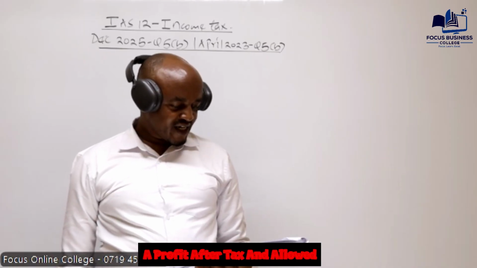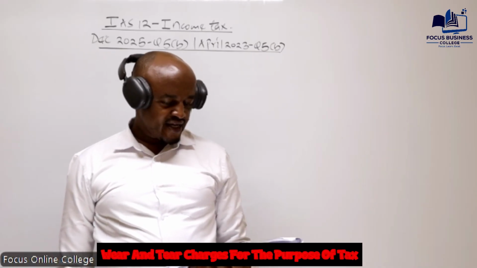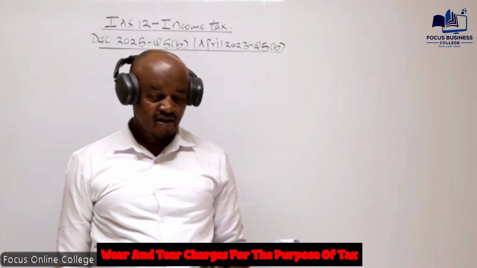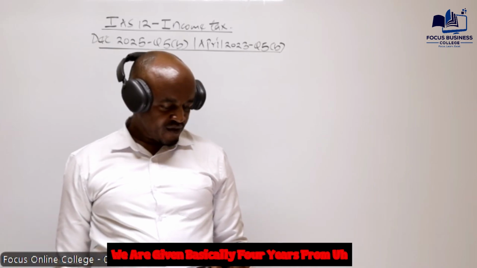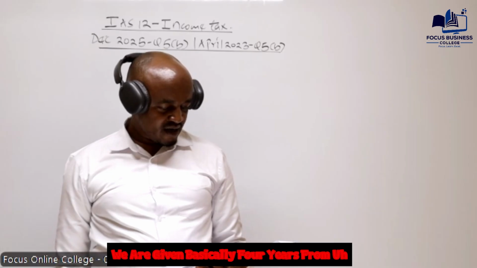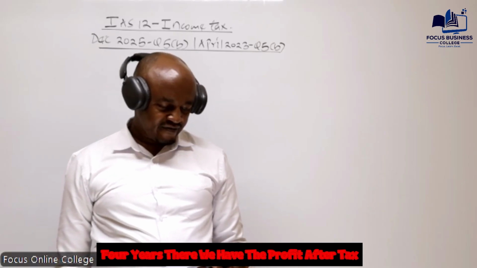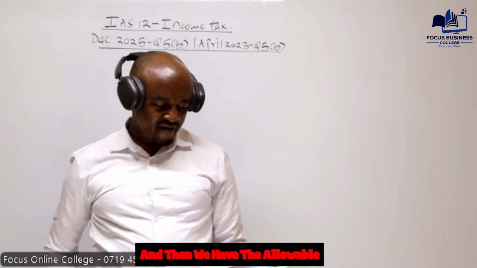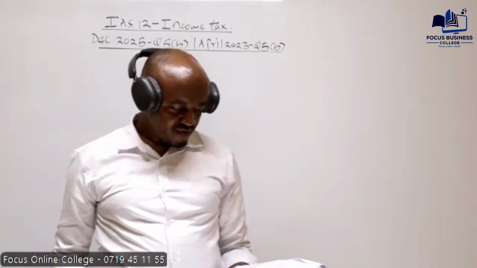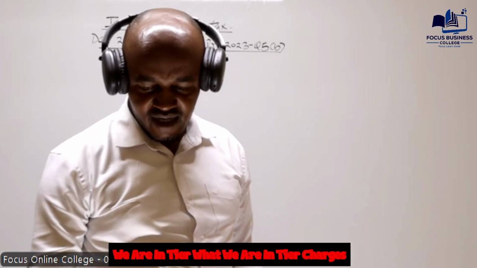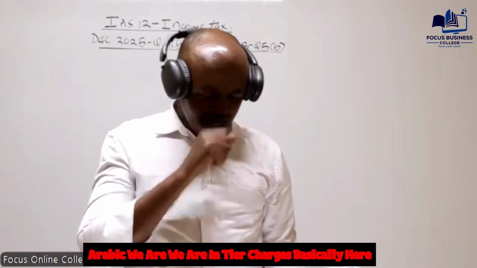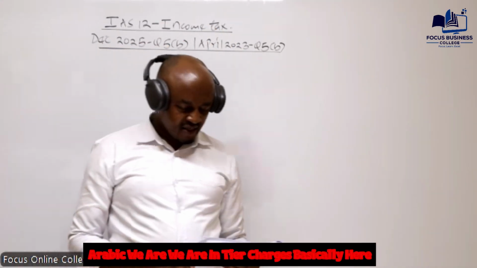A profit after tax and allowed wear and tear charges for the purpose of tax were as follows. So in that case, we are given basically 4 years. From 4 years there, we have the profit after tax, and then we have the allowable wear and tear charges, basically here.